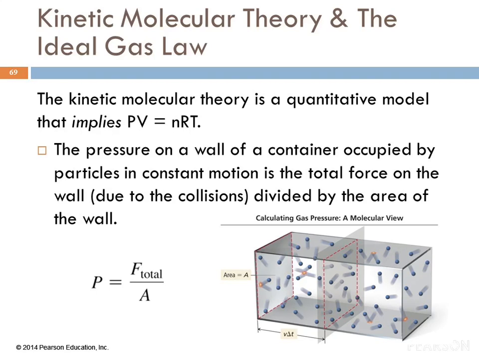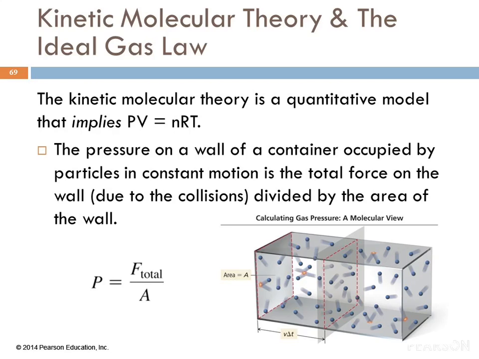So the kinetic molecular theory is a quantitative model, and it implies the ideal gas law, PV equals nRT. So let's see if we can follow this. The pressure on a wall of a container occupied by particles in constant motion is the total force on the wall due to the collisions divided by the area of the wall. So here we have this container, and we've got gas particles in here. The pressure is the force divided by the area.